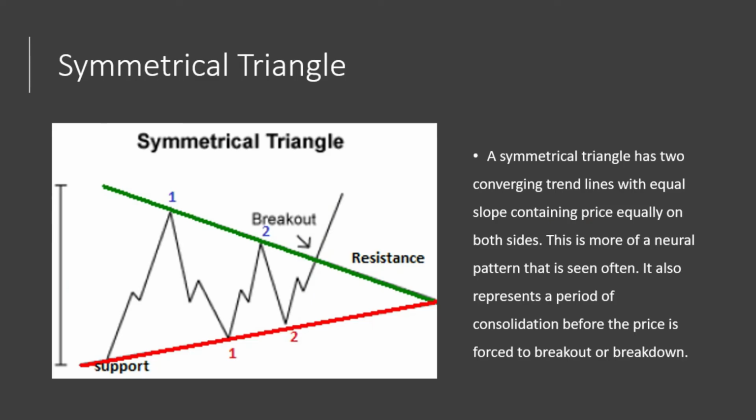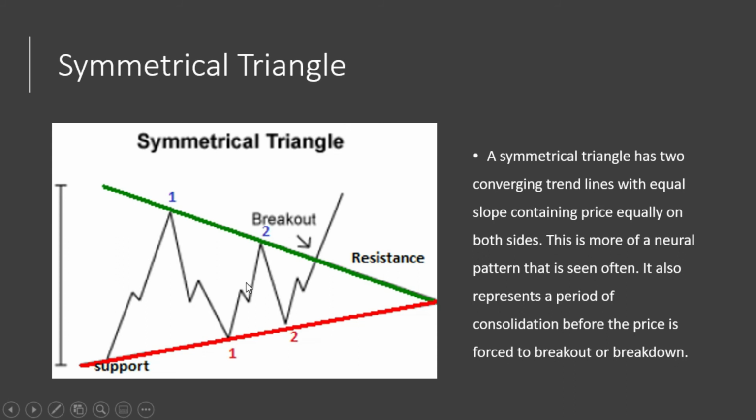The symmetrical triangle is very, very common. A symmetrical triangle has two converging trend lines with equal slope containing price equally on both sides. This is more of a neutral pattern that is seen often. It also represents a period of consolidation before the price is forced to break out or break down. Now we can see price is bouncing, bouncing, and we're either going to have a breakout to the upside or the downside.